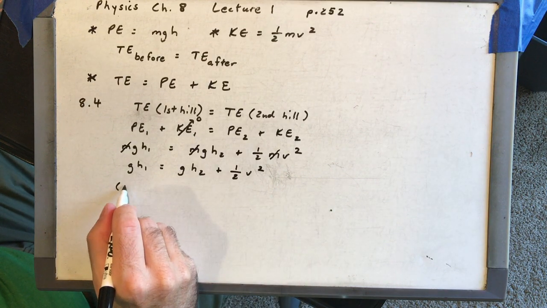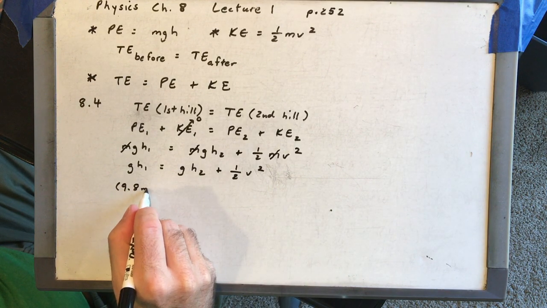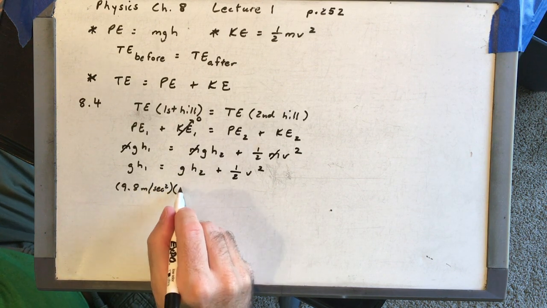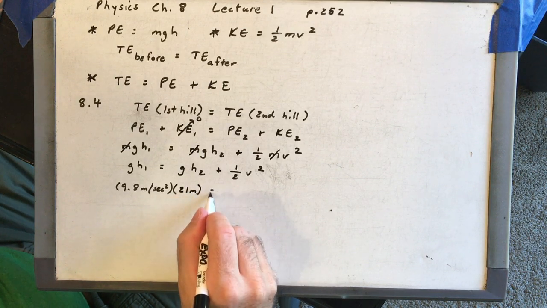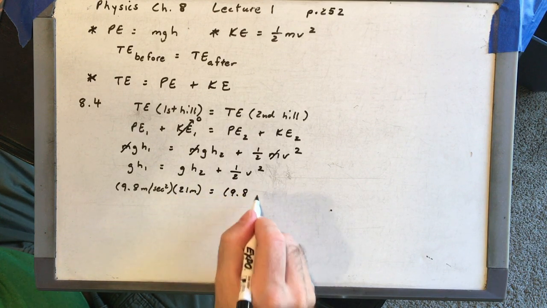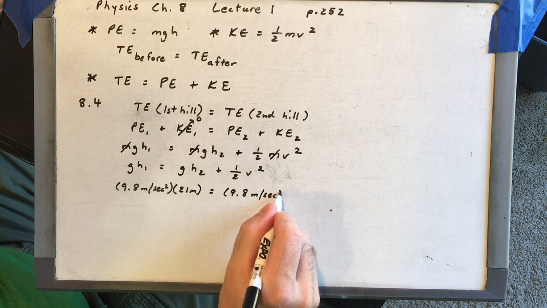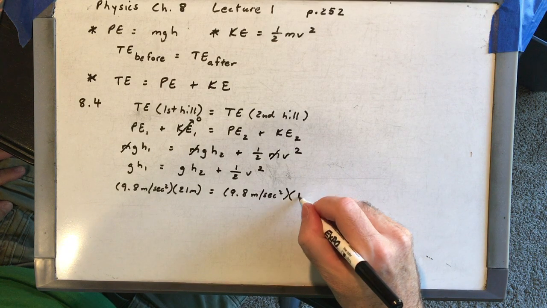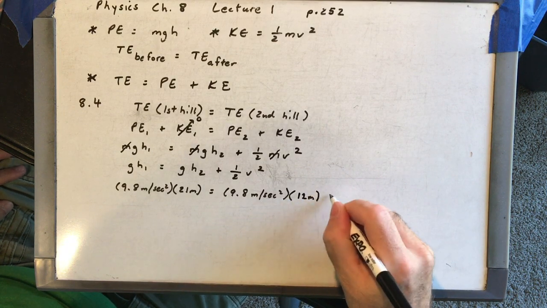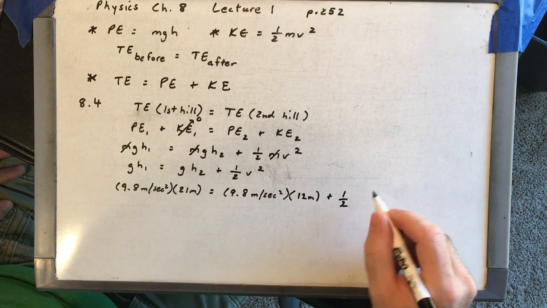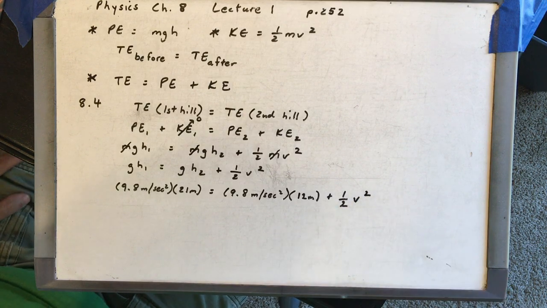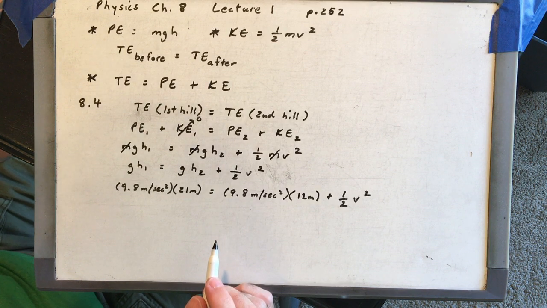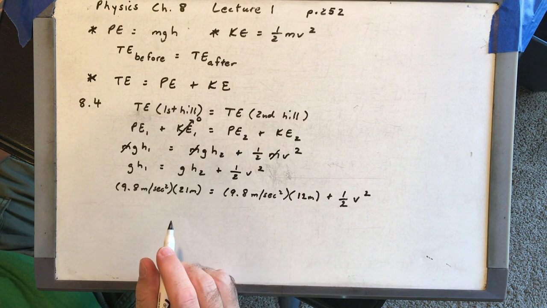Okay, so that's going to be 9.8 times h1, 21 meters, is equal to 9.8 times h2, which is 12 meters, plus 1/2 times the velocity squared. All right, those numbers, let's dispense with the units for a second.